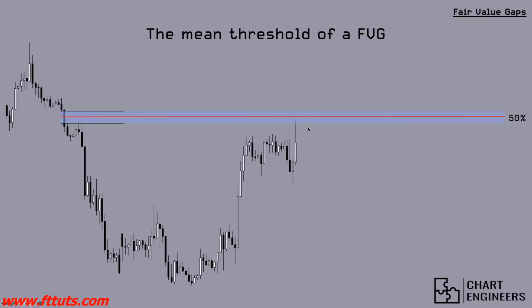Here again, price tapped into it, but has not been filled 50% yet again. But during this retest, a new fair value gap was created here. Only buy side has been delivered from this wick's high to this wick's low. So only buy side has been delivered here. And we can mark out the 50% mean threshold with the red line, like we did with the bearish fair value gap up here.